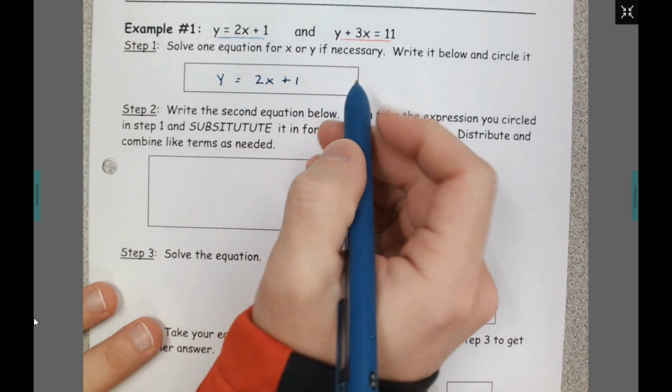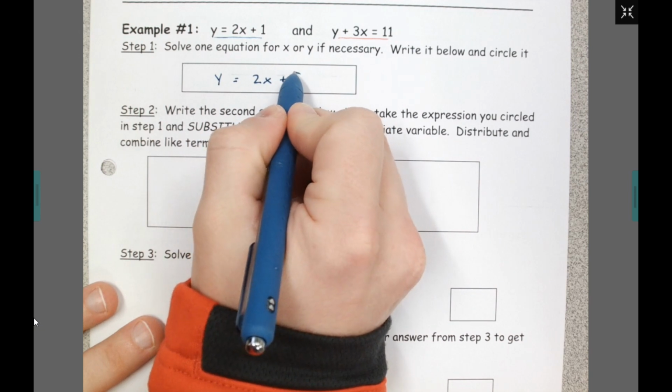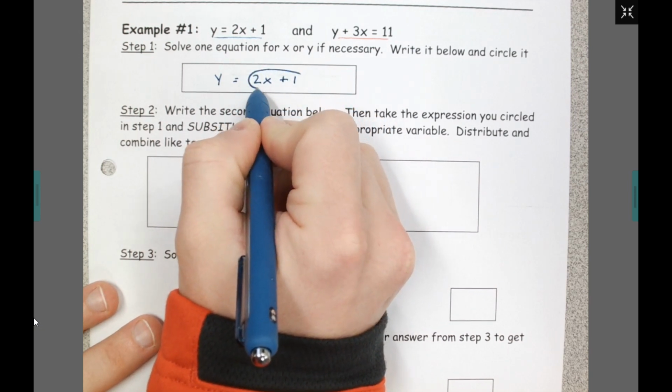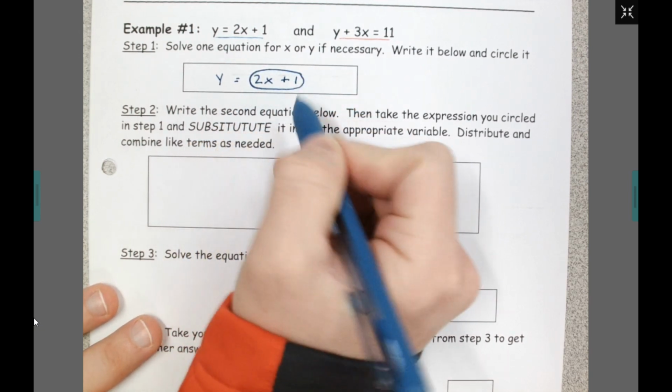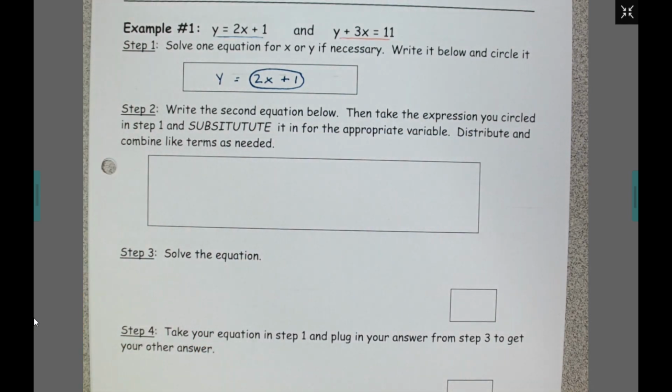They want us to circle the part that y equals. Y actually equals 2x plus 1, and that's really going to come into play in this next step. So y does equal 2x plus 1.